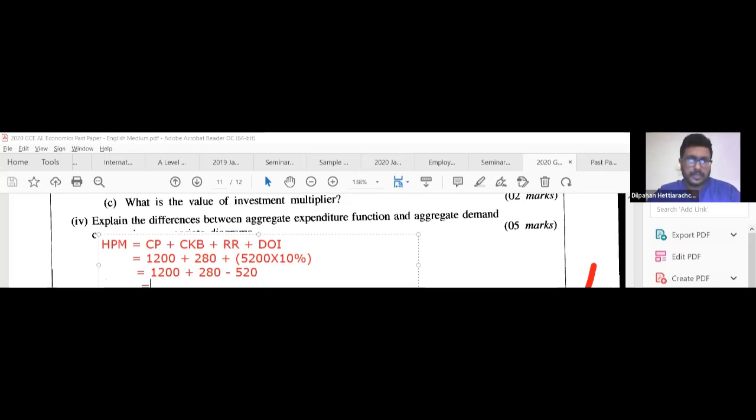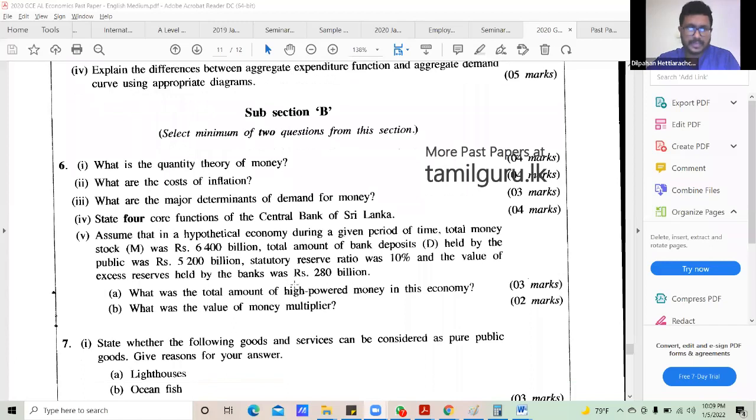So 1,200 plus 280 plus 520, answer is 2,000. Okay, answer is 2,000. So that's how we get the answer for high powered money. CP 1,200, CKB equals excess reserves, that is 280, plus RR 5,200 into 10%, it's 520, altogether 2,000.